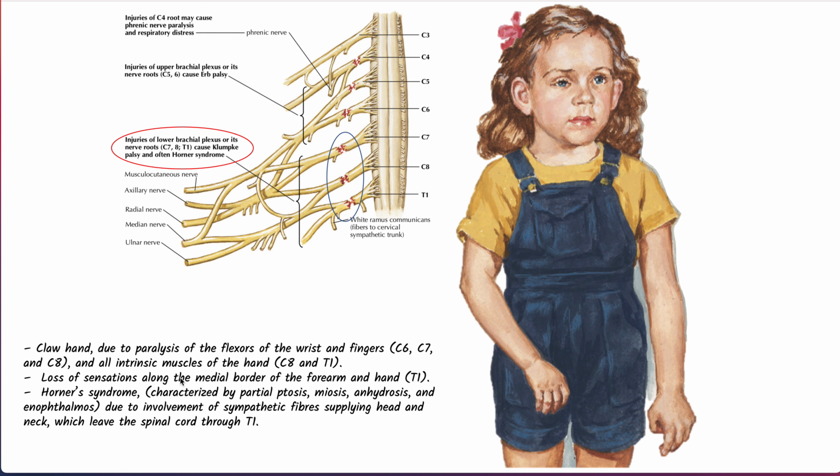So loss of sensation along the medial border, we have the intrinsic ulnar claw, and then we might have a Horner syndrome, and that is how we characterize that. We may find partial ptosis. So compare the two eyes. Ptosis is what, the drooping of the eyelid. So the partial ptosis, miosis, anhidrosis, and enophthalmos. You can see the difference due to the involvement of the sympathetic fibers, and that we need to understand.